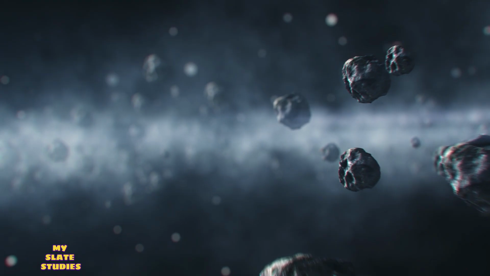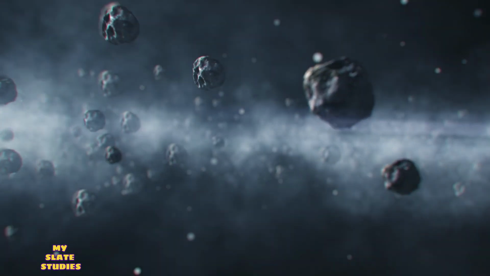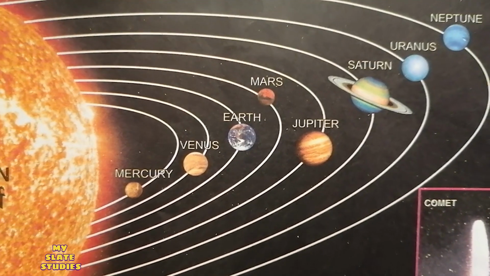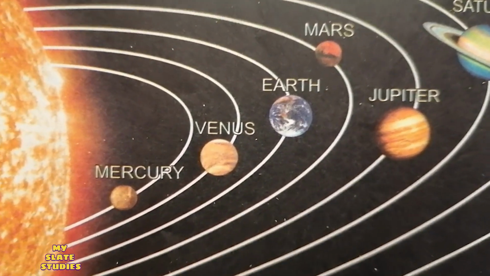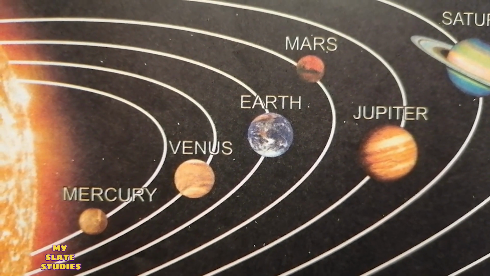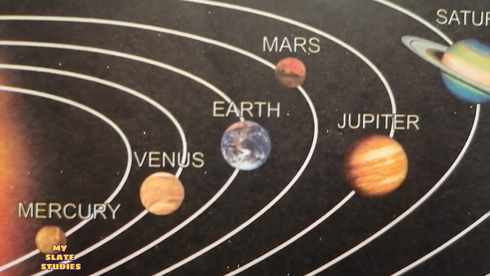How the Solar System works. Orbital motion. Planets orbit the Sun in elliptical paths. The gravitational force between the Sun and the planets keeps them in their orbits.